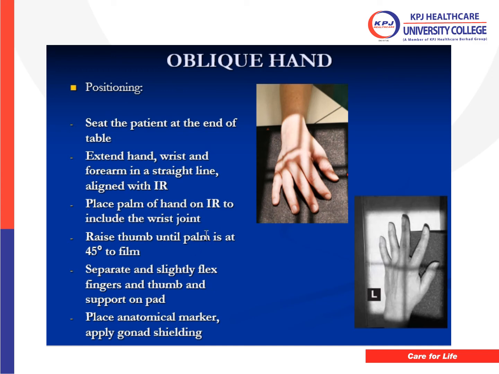Adjust the palm itself so it reaches 45 degrees oblique. That's why I said you use the immobilization aids at 45 degrees. Separate and slightly flex the fingers and thumb and support them on the pad. The pad refers to the immobilization aid that we use. And not to forget the anatomical marker as well as the collimation.